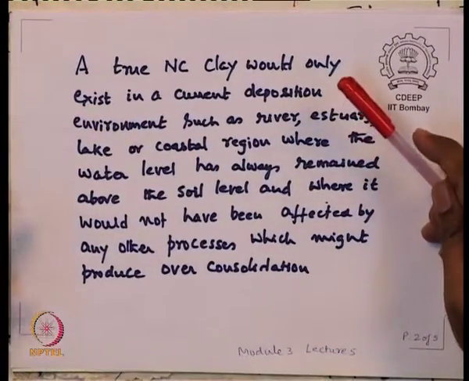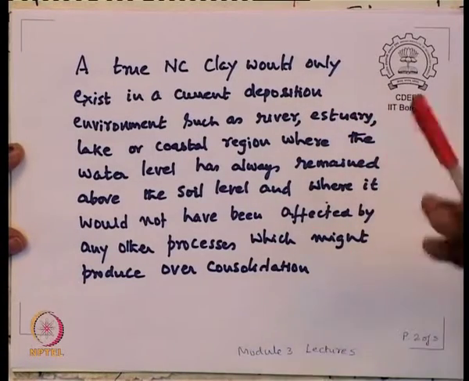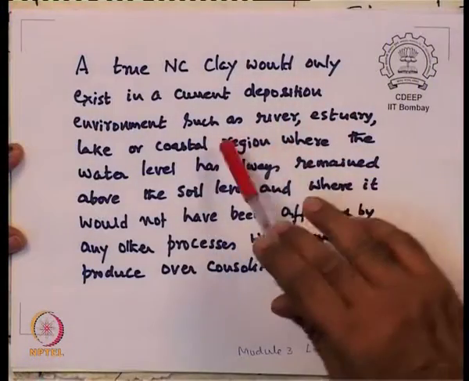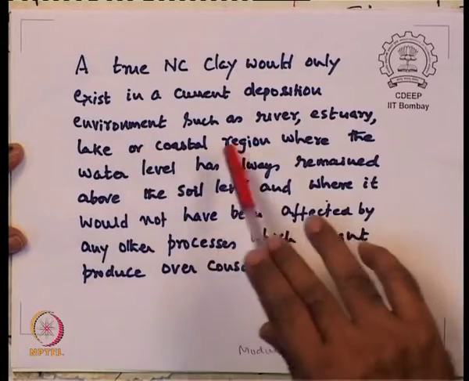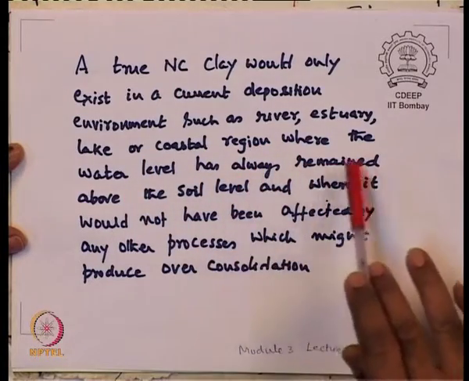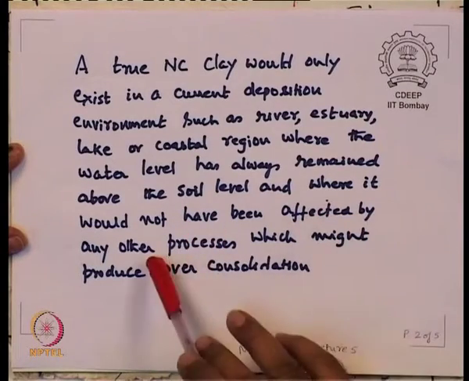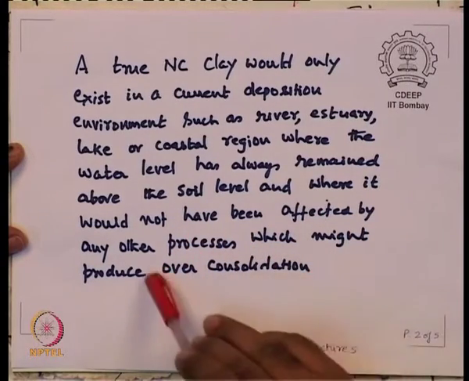One more thing is that in these normally consolidated soils, continuous deposition actually takes place. These are also called young deposits, such as in a river, estuary, lake or coastal region, where the water level has always remained above the soil level, and where the soil would not have been affected by any other process which might produce over consolidation.